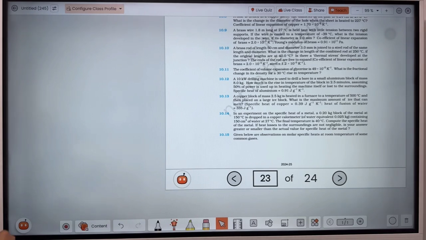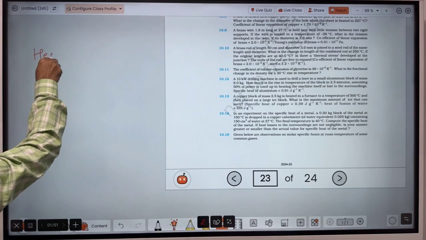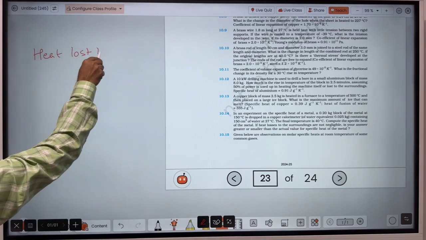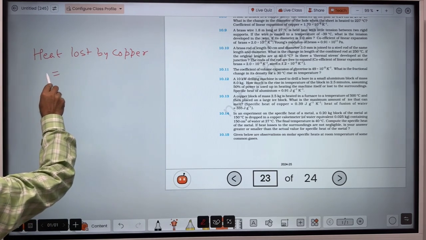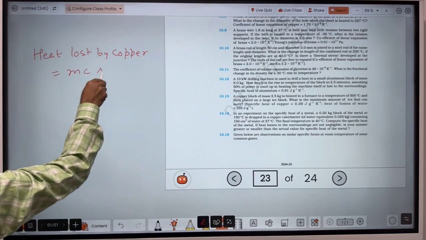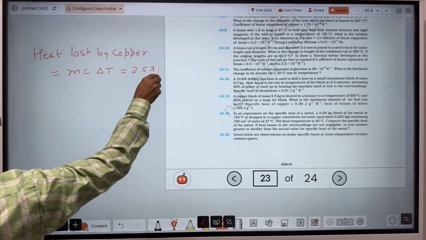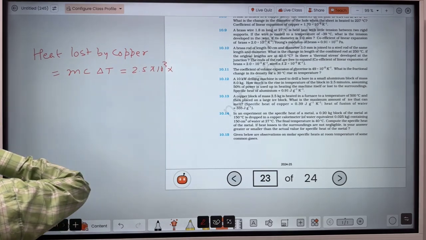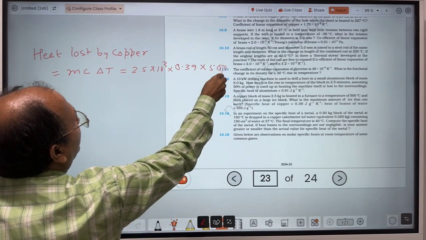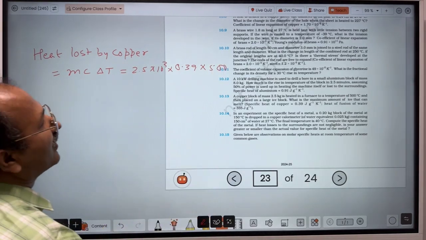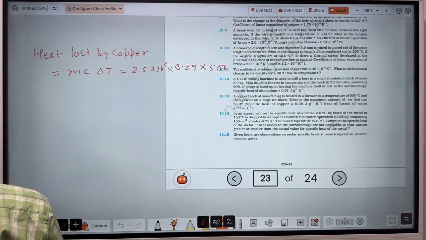So question says heat lost by copper is equal to m c delta T. c is specific heat of copper. Mass is given 2.5 into 10 to the power 3 and specific heat of copper is 0.39 multiplied by temperature change, which is 500 degrees centigrade, because from 500 it is melting the ice, so ice is at 0 degrees centigrade. So that's it. So we can evaluate it.